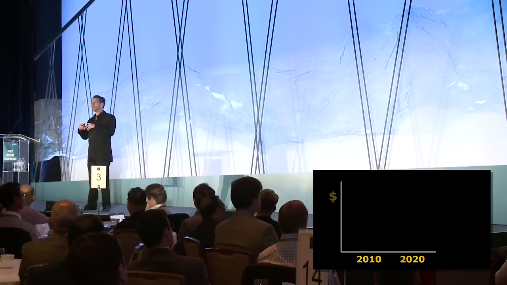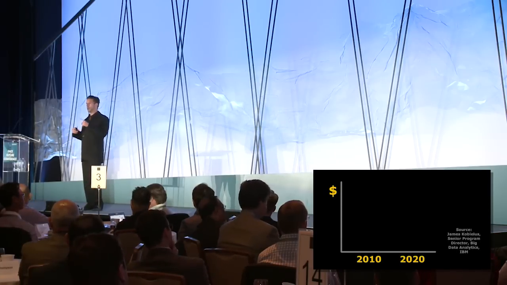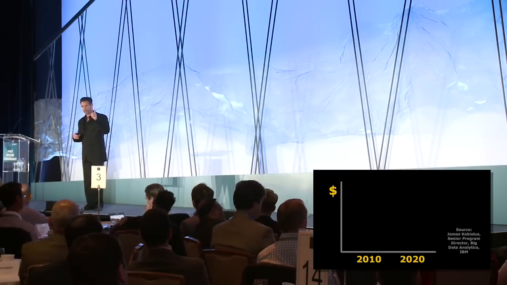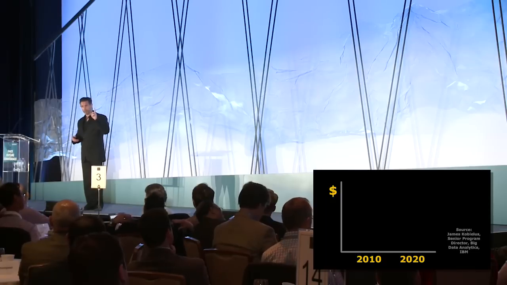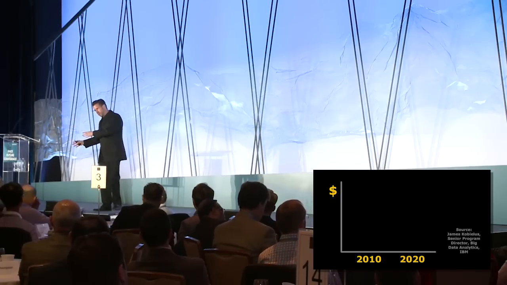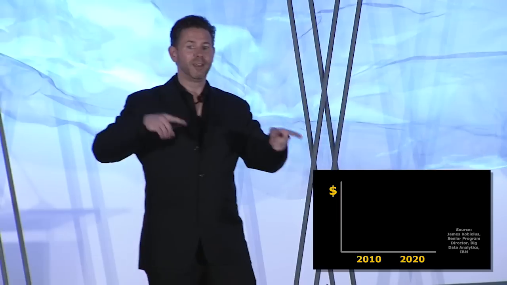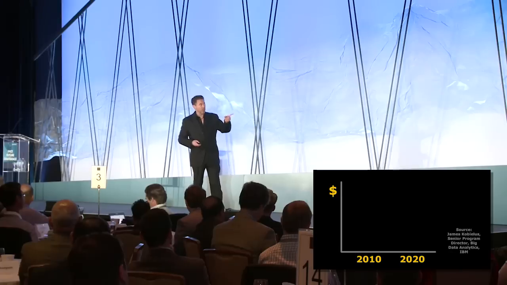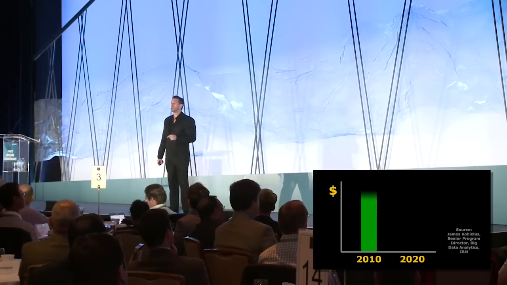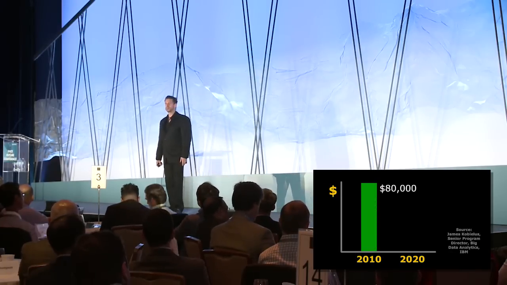So what we're talking about is the cost of storing 1 petabyte of data. 1,000 kilobytes is a megabyte, 1,000 megabytes is a gigabyte, 1,000 gigabytes is a terabyte, 1,000 terabytes is a petabyte. The cost of that in 2010 was $80,000. Does anyone want to hazard a guess on what it's projected to cost in 2020?